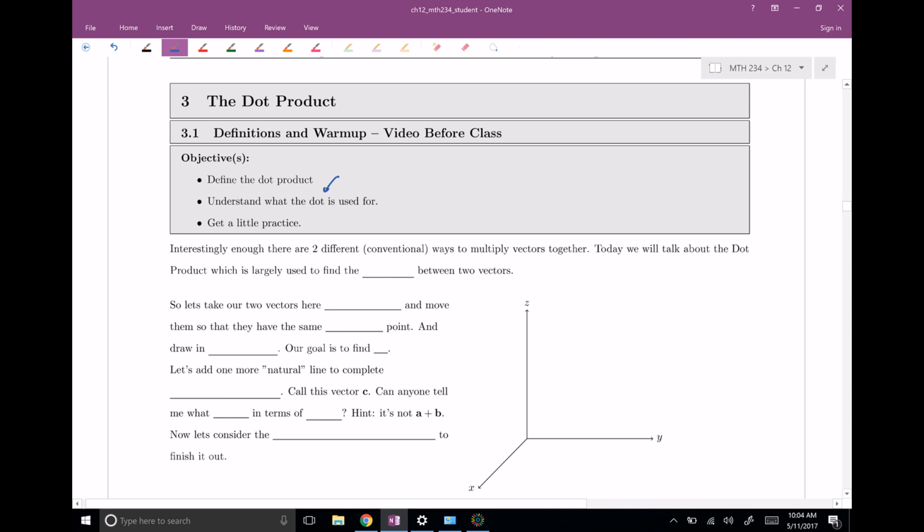Silly typo, dot product. I'll have this fixed in yours, but in mine, I have a little typo here. And then finally, we want to get a little practice actually computing the dot product. So, okay, dot product. Backing up for a second.